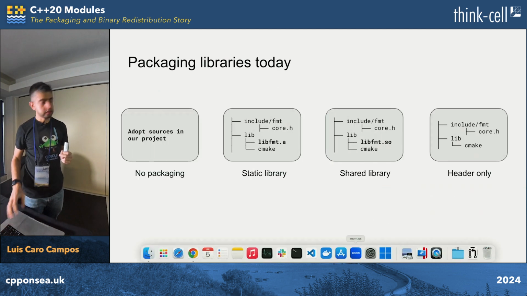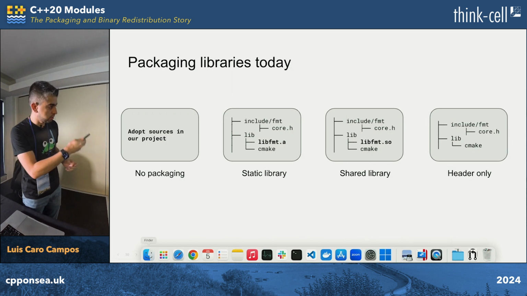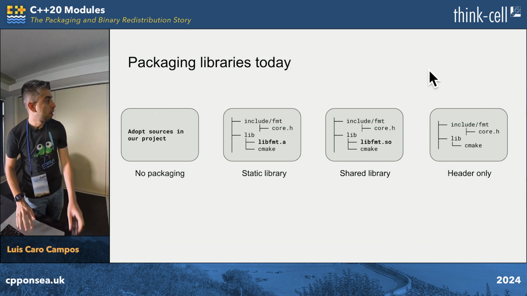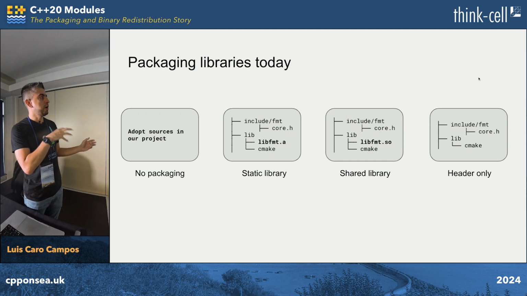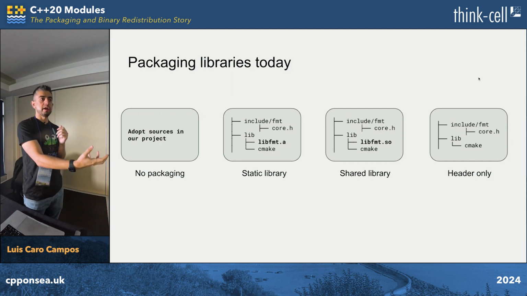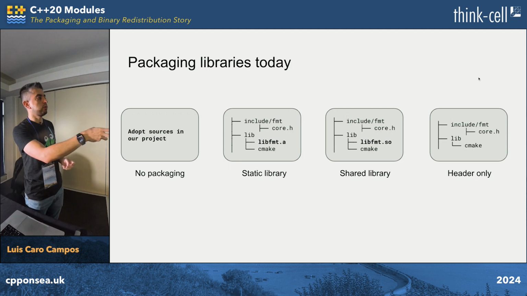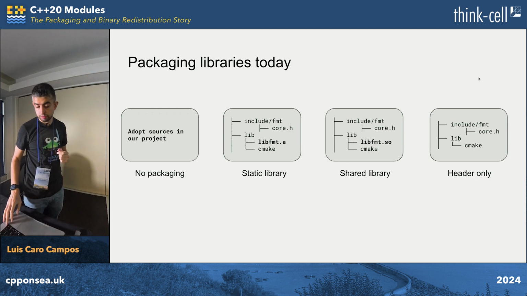So this is, let me move this away, sorry. This is the way we are used to packaging libraries today, right? And I'm sort of classifying these in 4 different ways. We either adopt the sources in our project, so we don't actually package anything. We just say, okay, I'm going to copy the sources of FMT into my project and have my build system deal with it. It could be packaged as a static library, as a shared library, or we could have a header-only library where all I bundle is the header files. And I know FMT in this case actually does support a header-only library. But for illustration purposes, I'm assuming that in both cases we have a binary library.